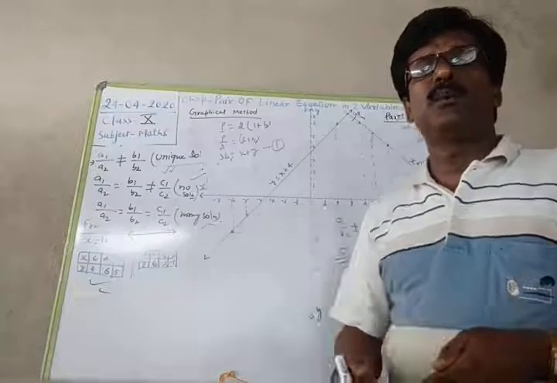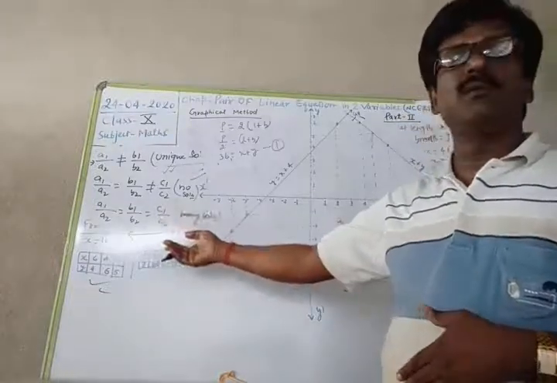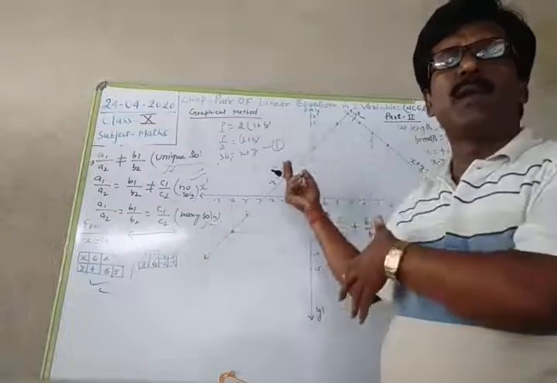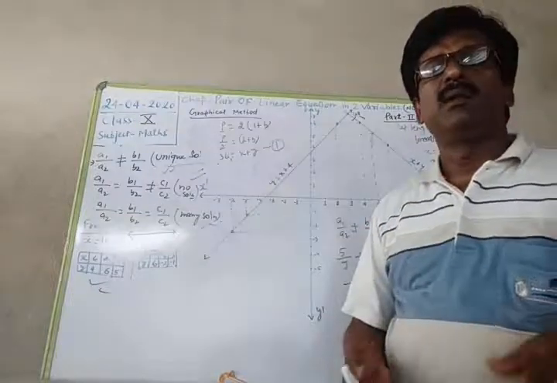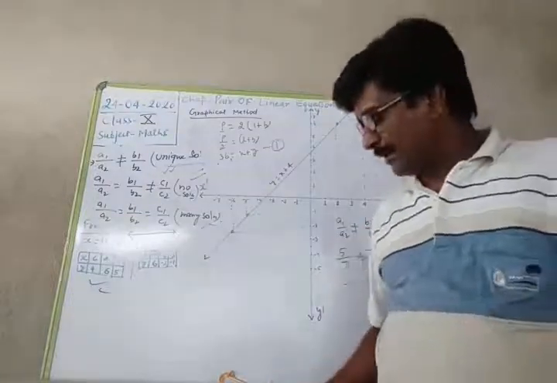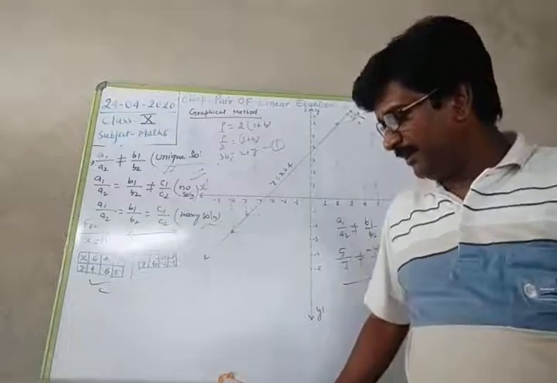And from both the equations, once again we have to draw the tables, plot the points, and after joining the points we can solve. Okay. Next, question number 6 is given.